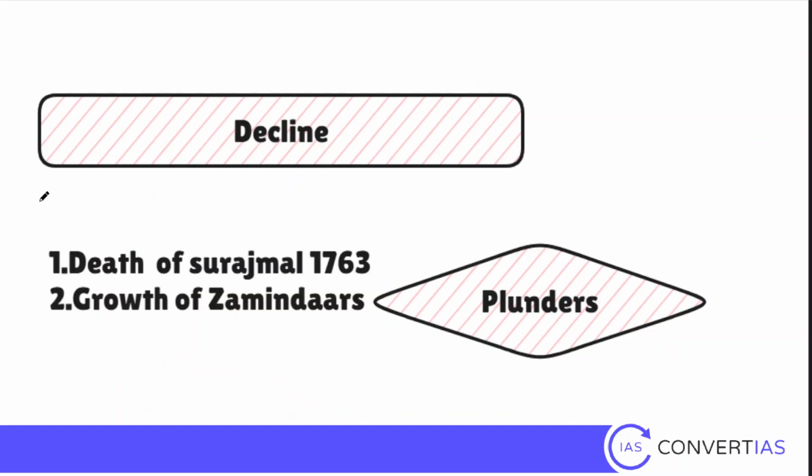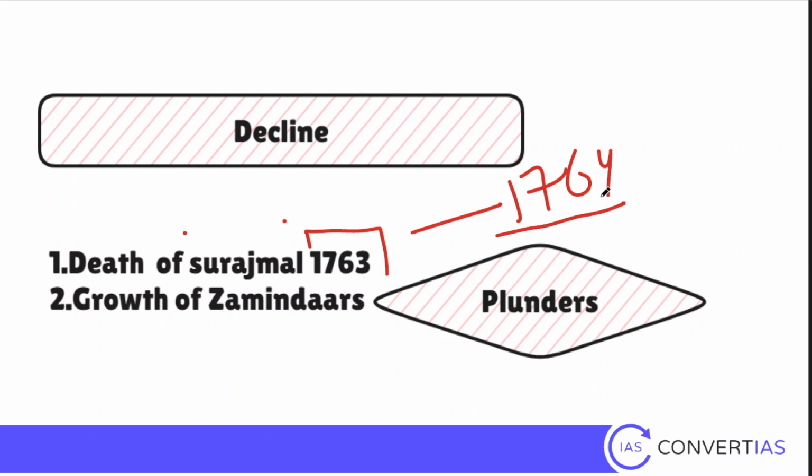Now what happened? The decline happened because Surajmal died in 1763. 1763, remember the year? 1764, Battle of Buxar will happen. British is gaining control. 1757, Battle of Plassey already happened. By this time, they are also declining. And there is one more reason for their decline. Because a strong leader like Surajmal has died.